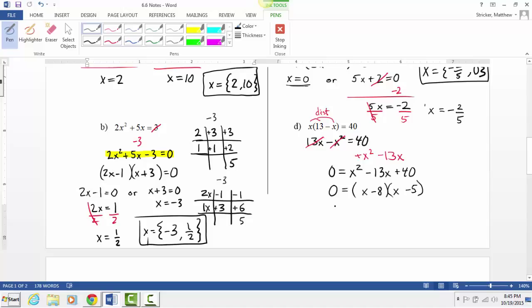Now we set both of those equal to 0. x minus 8 has to equal 0, or x minus 5 has to equal 0. Add 8 to both sides, this side becomes x equals 8. Add 5 to both sides, this side becomes x equals 5. And there's your answer. It's 5 and 8.